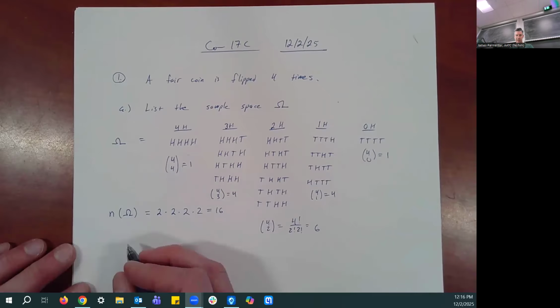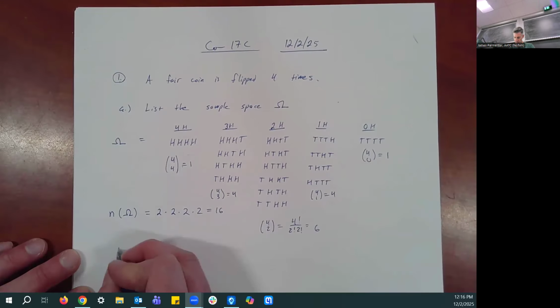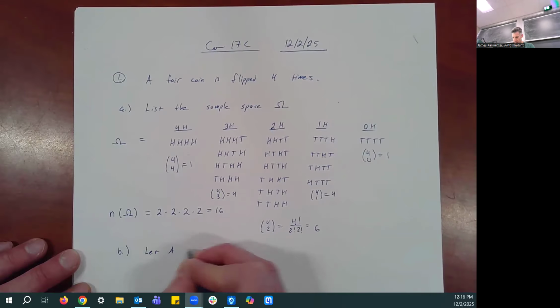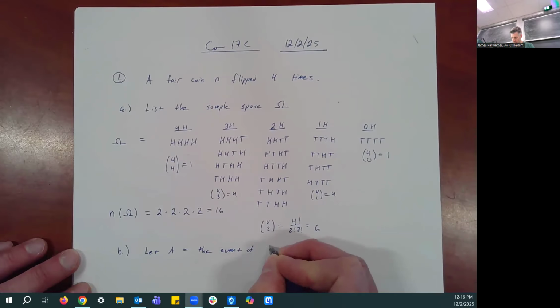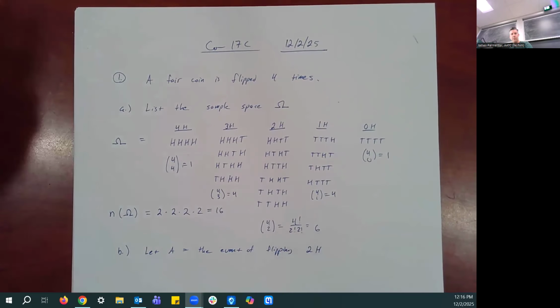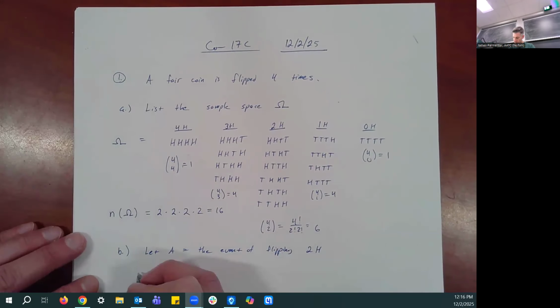So now let's talk about some probabilities. Let A be the event of flipping exactly two heads. What is the probability of A?